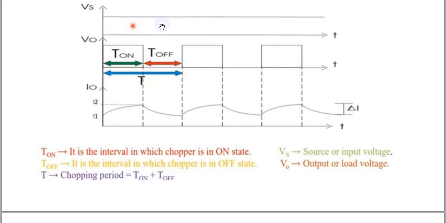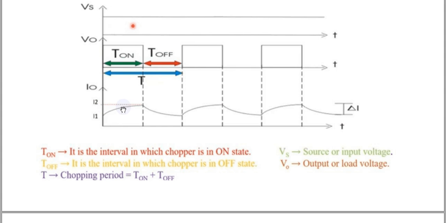This is our supply voltage, a constant DC supply voltage. When chopper is on, this is the turn on time. This is the turn off time when chopper is off, and this is the total time period, also known as the chopping period, T.